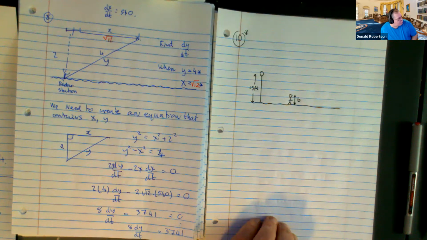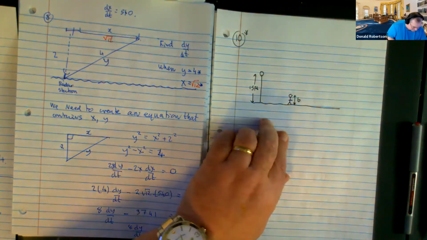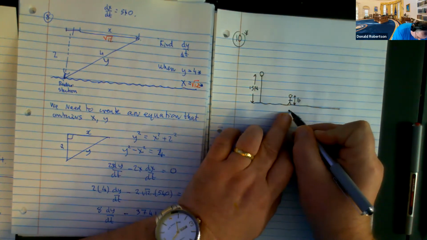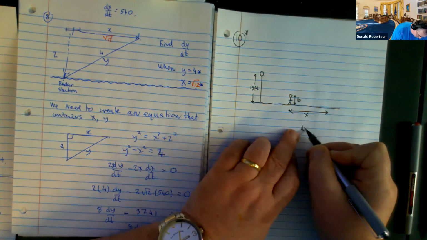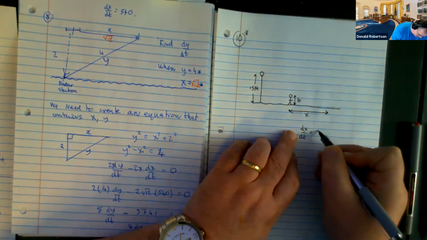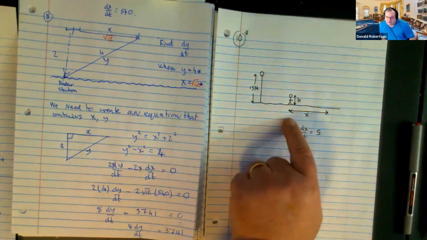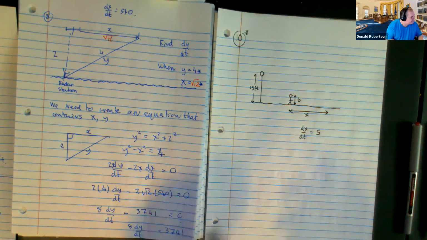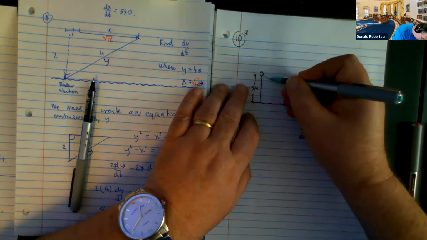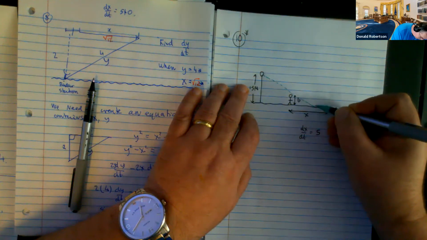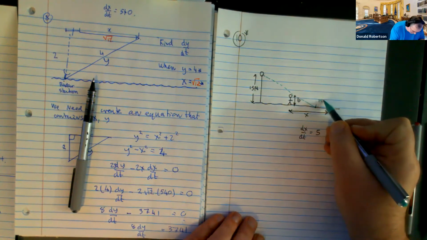Now, this fella is walking away from the pole at the speed of 5 feet per second. So I'm going to put a dot here, and I'm going to call this guy X. And you have told me that he is walking away at that speed. So you've basically told me what this is, right? Now, they then talk about the tip of his shadow, which is here. That's where it ends up.